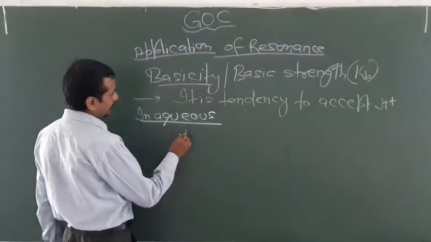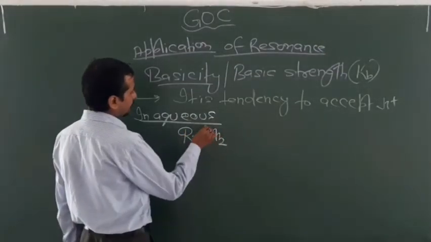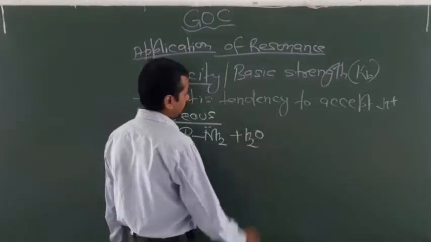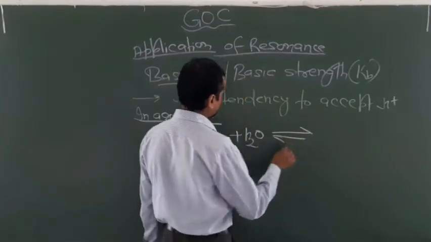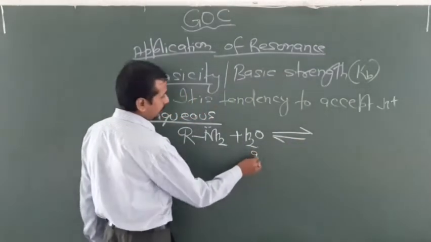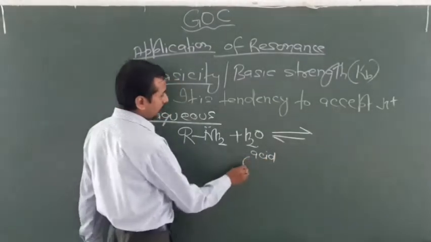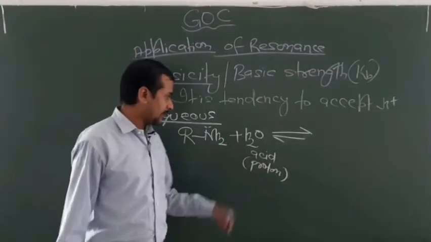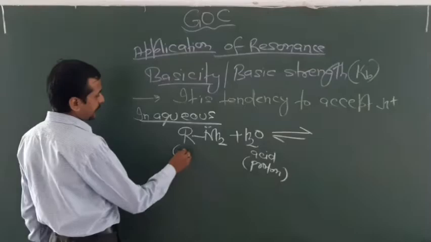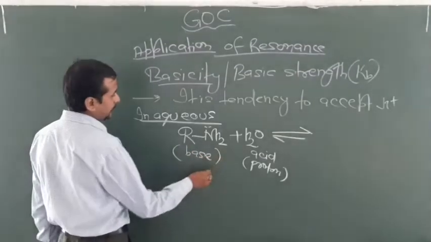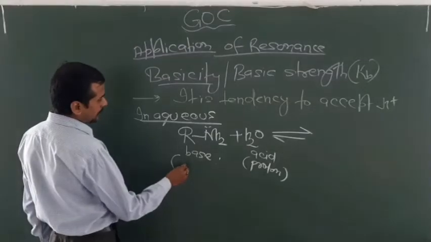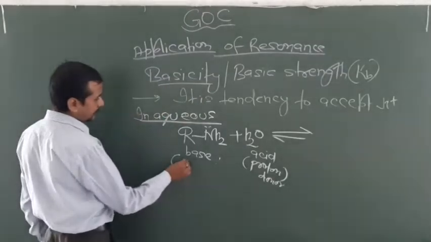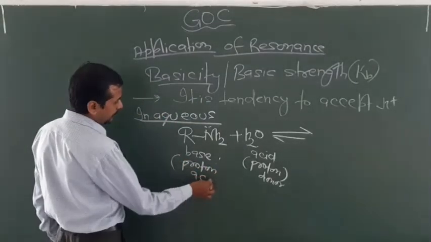Now look at the condition, RNH2. This is a base, a primary amine. When dissolved in water, water behaves as an acid because it is a proton donor. According to the Bronsted-Lowry concept, this is acid because it gives the proton, and this is base because it is the proton acceptor.